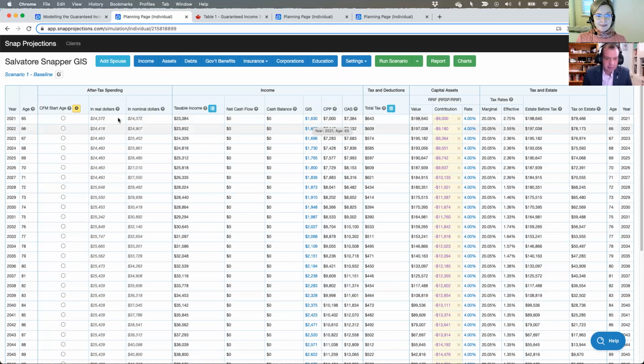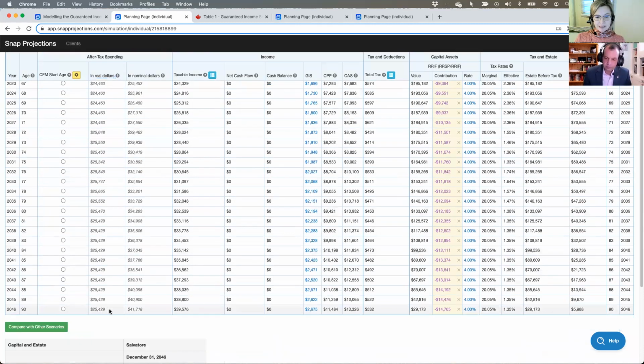That's right. So we can see over here, we've got it set up right now that whatever money is left over is just going to be spent. It's showing that amount right here in this column in real dollars. So he has about $24,000 remaining after he receives that income and pays his taxes. And that stays pretty consistent over the lifetime until he's 90 years old. You can see that it does go up with inflation. So in nominal dollars, when he's 90 years old, he actually has $41,718 that he's spending in that future year, but that would be like spending $25,000 today.